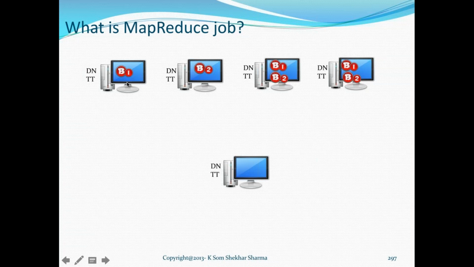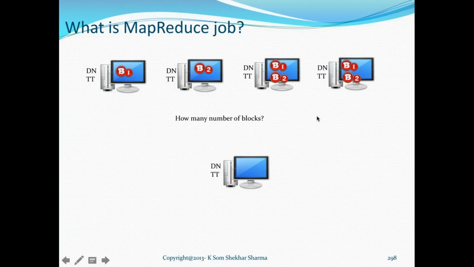I have taken the same example again. You have B1, B1, B1, B2, B2, B2 distributed across these machines. And you have another slave machine, which I have taken here to showcase that the mapper task output will be transferred across the network and will go to the reducer machine. This empty space is the network.